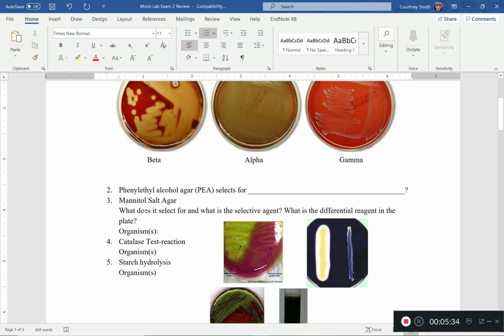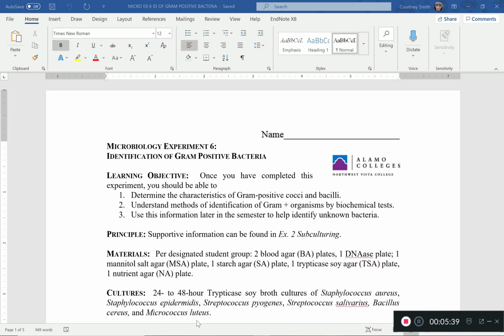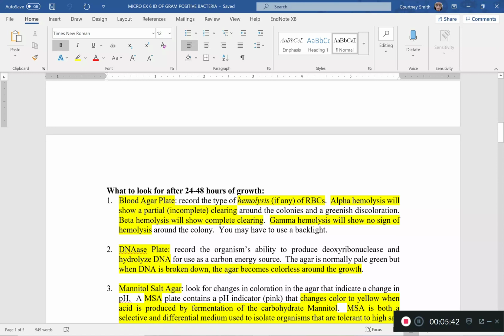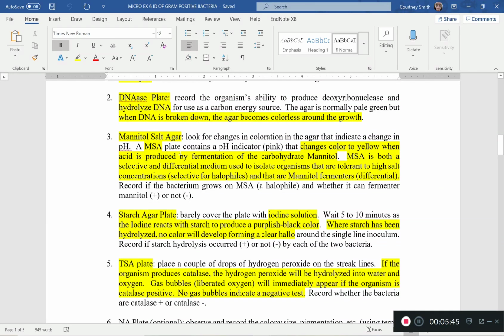So with mannitol, with MSA, that was also in the gram-positive lab. The pH indicator in MSA is pink. The plate itself is normally a pinky red, but if the media changes color to yellow, then that means acid is produced through fermentation. And what is being fermented is the carbohydrate mannitol.